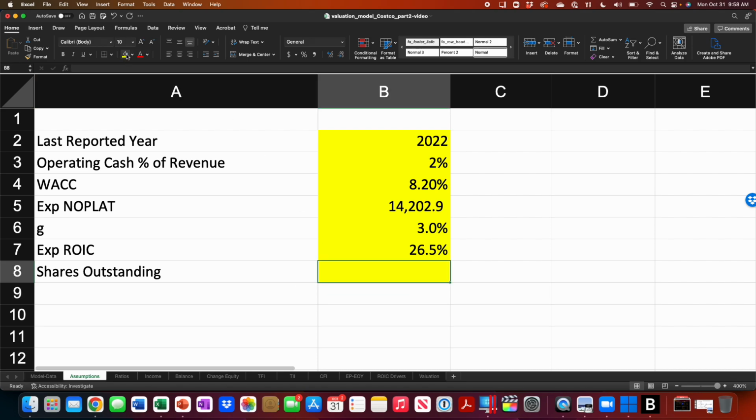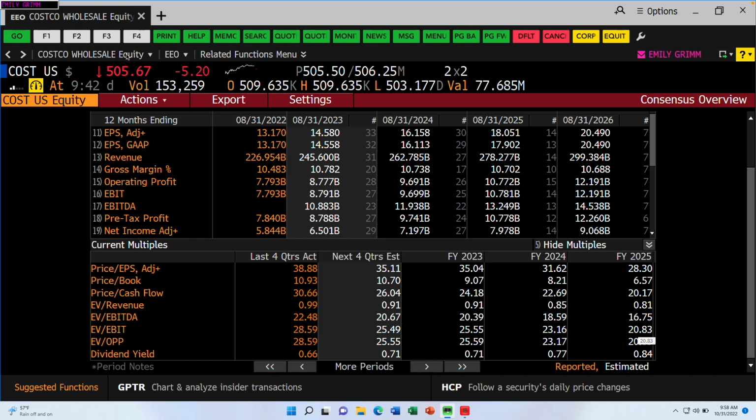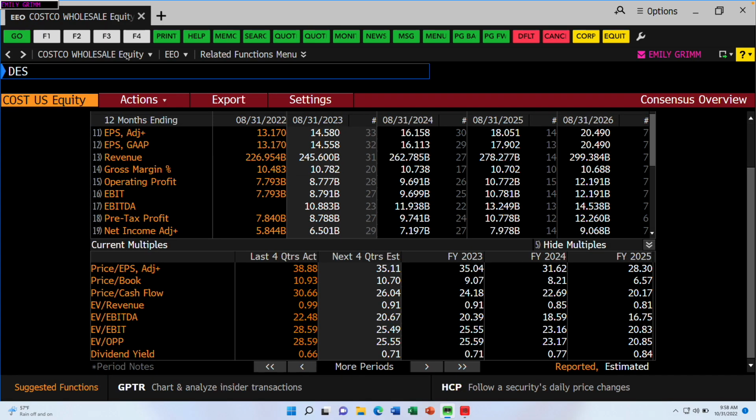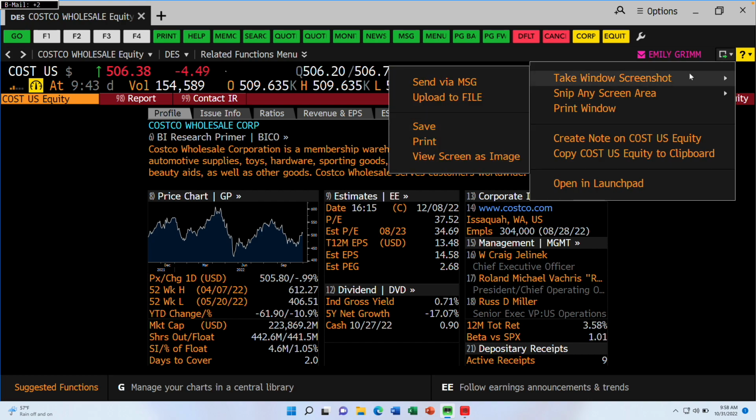So in order to get the shares outstanding, we're going to go to Bloomberg. There are 3 screenshots you are going to need for any company, and you're going to have to turn these screenshots in with every assignment. Okay? The first one is DES. So in Bloomberg for the company DES, take a screenshot. Save the screenshot. You're gonna need that screenshot, right?